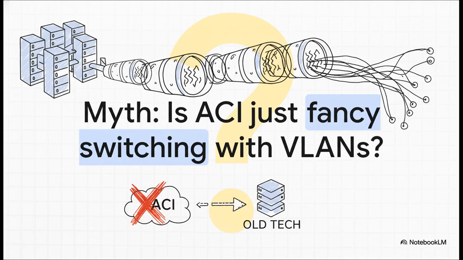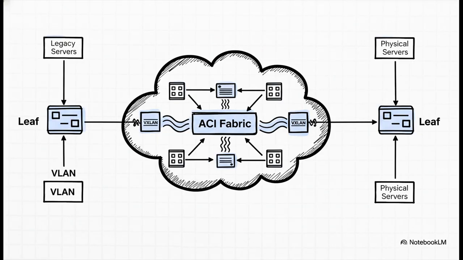All right, how about this one? Myth number 2, ACI is just a fancy marketing term for the same old switching. It's just using VLANs in the background. Yeah, that's also completely false. Look, you might use a VLAN to connect an old server to a leaf switch at the very edge. But the second that packet enters the fabric, the communication between all the switches, that is pure VXLAN. It is a fundamentally different and way more powerful architecture.